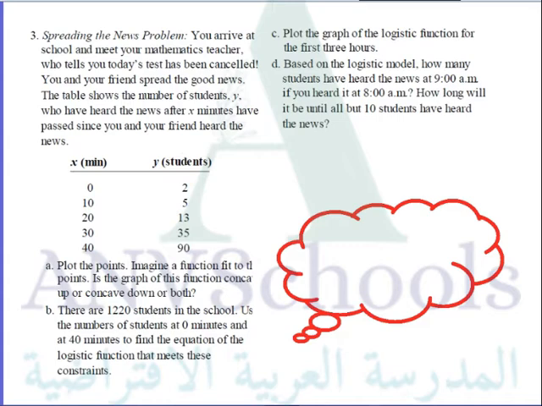Your X is from 0 to 40 minutes, and the Y who heard your good news is from 2 to 90 students. So for 0 minutes, of course, you're the first two ones, you and your friend, so there are 2 students. After 10 minutes, 5 heard the news, and then after 40 minutes, there are already 90 students who heard about the news.